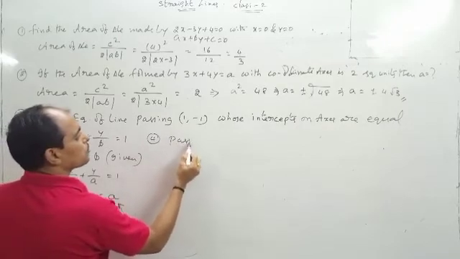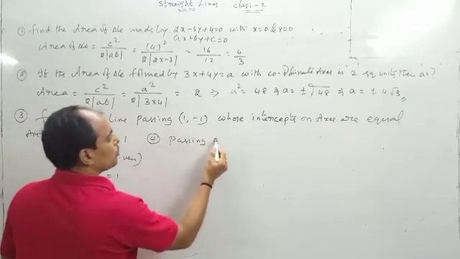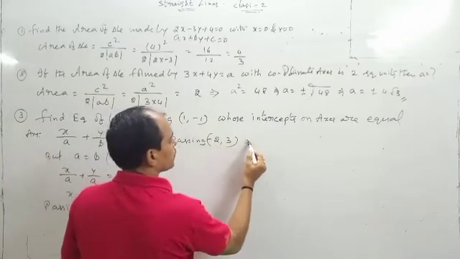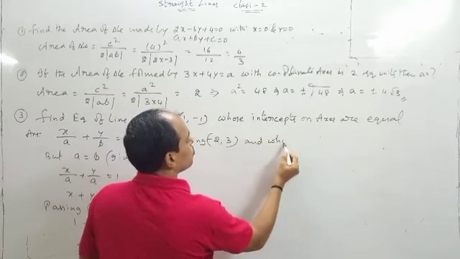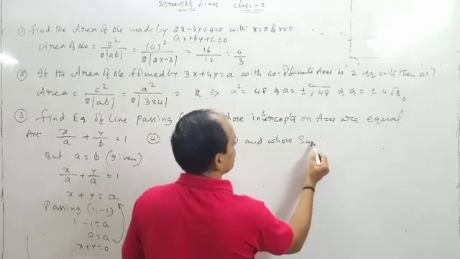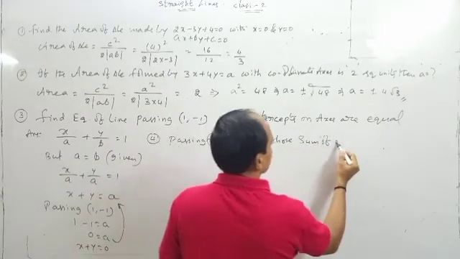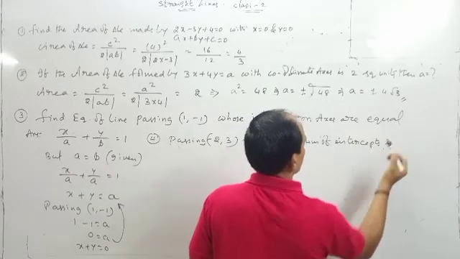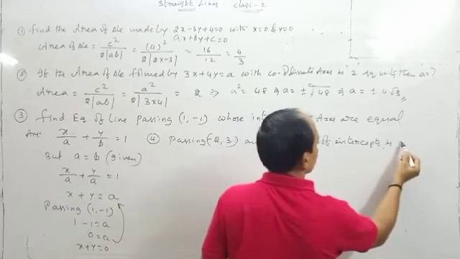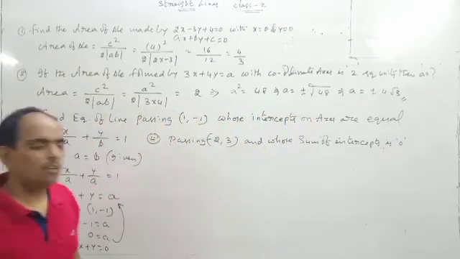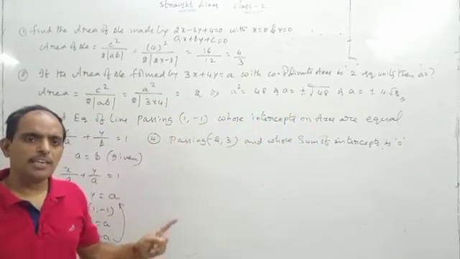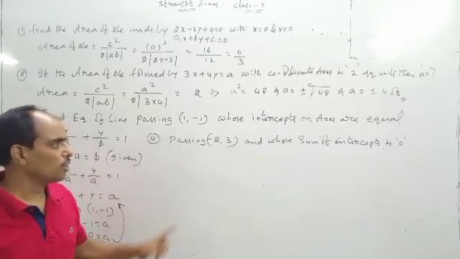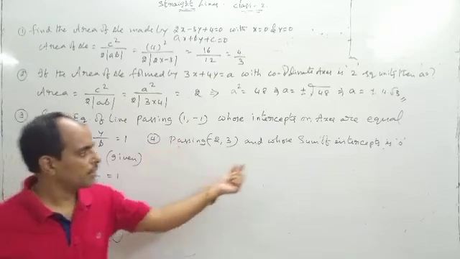Passing through minus 2 comma 3 and whose sum of intercepts is 0. Sum of intercepts 0 means equal in magnitude, opposite in sign. Okay, we have to find the equation of the line.